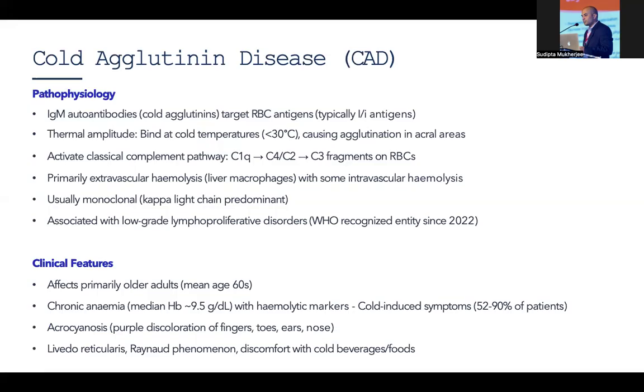These are usually monoclonal antibodies, mostly kappa light chain, and it is associated with low-grade lymphoproliferative disorders according to the WHO classification. In terms of the clinical feature, I already mentioned, this is primarily a disease of the elderly, mean age is 60. They mainly present with a chronic anemia with a hemoglobin around 9, 9.5, with markers of hemolysis. Along with that, there is cold-induced worsening of the symptoms in up to 90% of the patients. They present with acrocyanosis, which is purple discoloration of fingers, toes, ears, and nose. There can be livedo reticularis, Raynaud's phenomena, and there may be worsening discomfort with cold beverage and food.